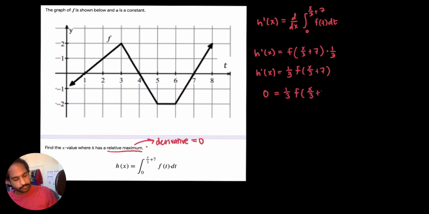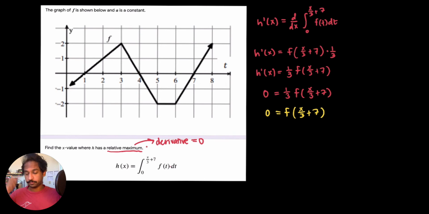Let me start using a different color here so we can see these steps. Divide both sides by 1 over 3. It doesn't matter, so 0 equals f of x over 3 plus 7. And now we need to find when does our function equal 0. Well, there are 3 different places where that happens. I see that happening here, here, and here.